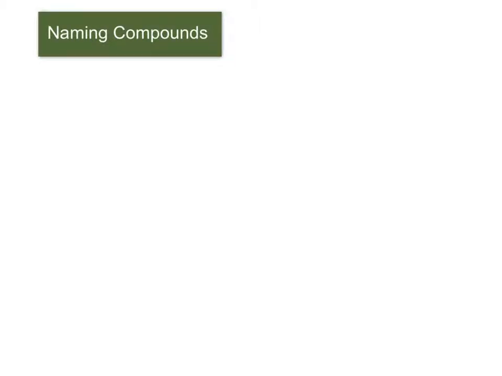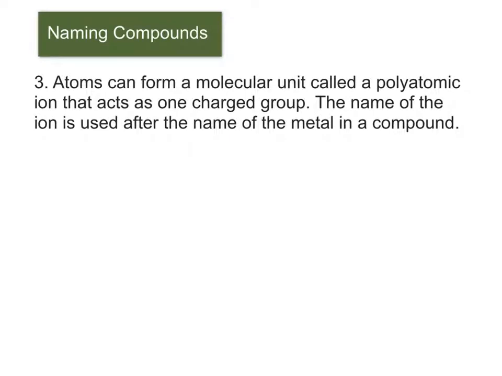The third guideline is that atoms can clump together and form a molecular unit that acts as a single electrically charged group, which we call a polyatomic ion. So for example, the carbonate ion is a carbon and 3 oxygens, so CO3, and it has a -2 charge. So we write it as CO3 2-. And there are several of them. There are only a few that I expect you to know. And you can find that table in your notes or on page 74 in your textbook.